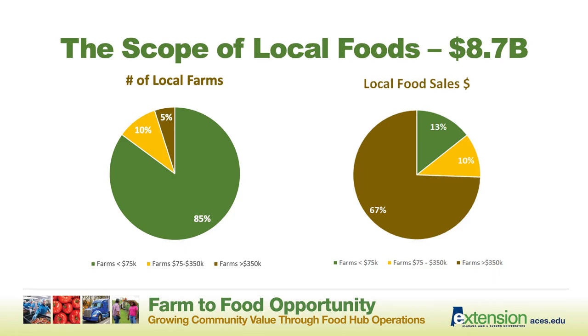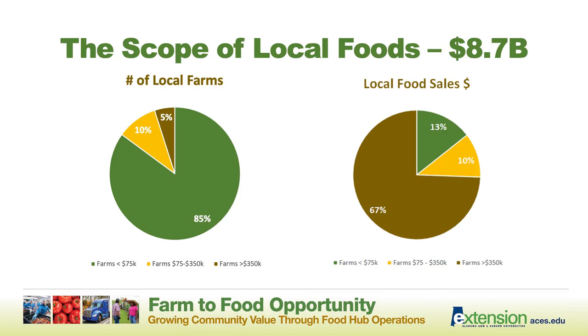The total market for local food sales was estimated in 2015 to be $8.7 billion. While 85% of local food farms are small farms, grossing $75,000 cash income annually, these farms account for just 13% of local food sales. On the other end of the spectrum, 5% of the local food farms are larger, grossing $350,000 income annually, and these large farms account for 67% of local food sales.